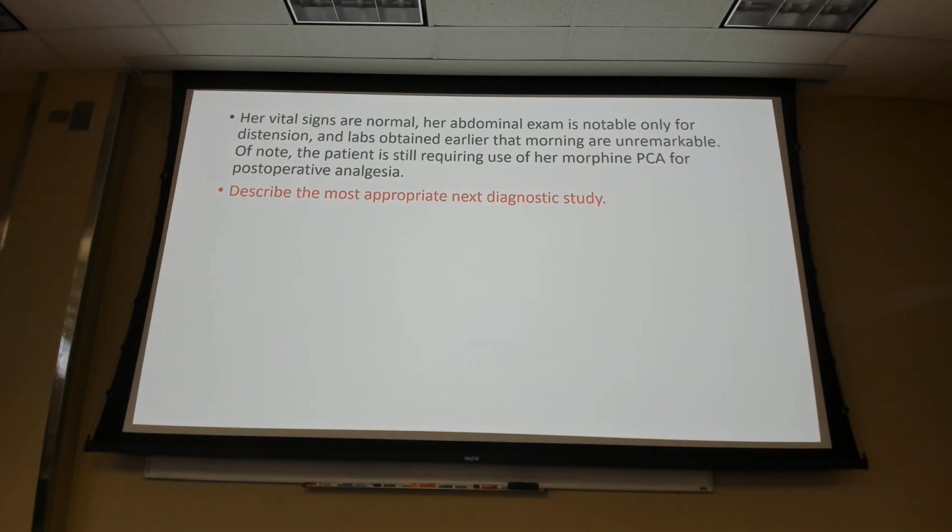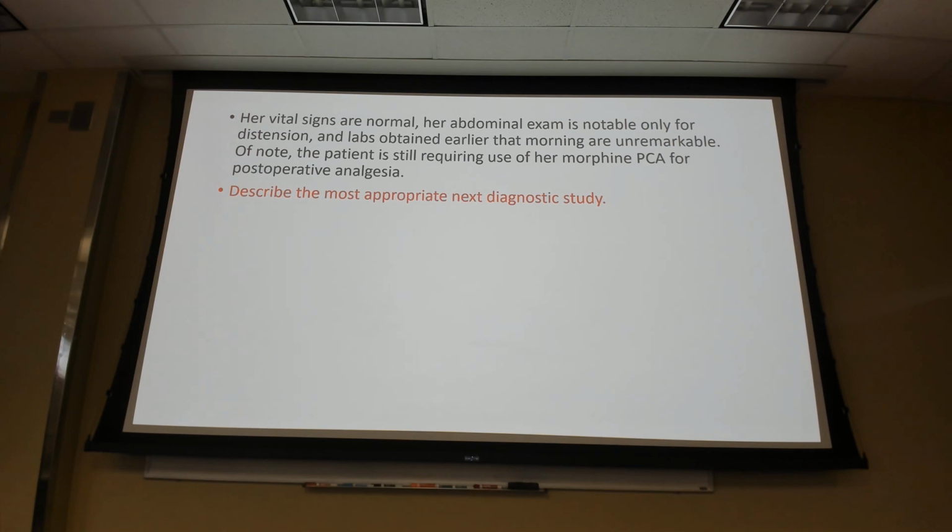All right, so vitals are normal. Exam is notable for distension. Labs are unremarkable, but she's still requiring use of the morphine for post-op analgesia. What do we want to order, or what initial test do we want to do for this patient? What was that? Abdominal X-ray? Yeah, an abdominal X-ray or KUB, depending on what they call it at your facility. Sometimes complete abdominal series is another name for it. But yeah, we want to get a KUB.